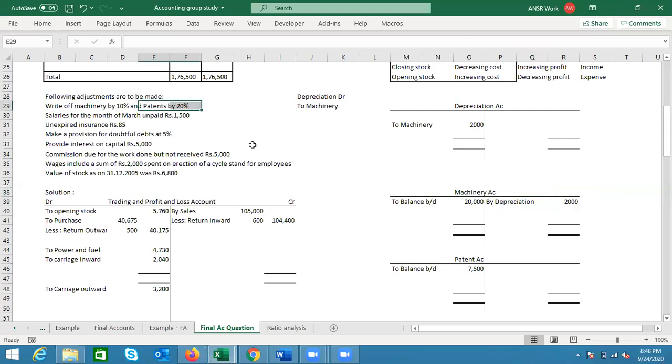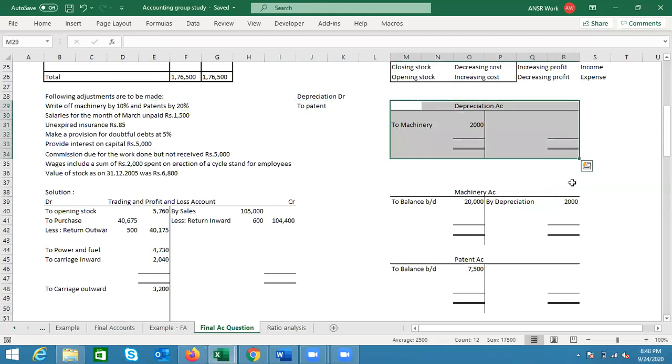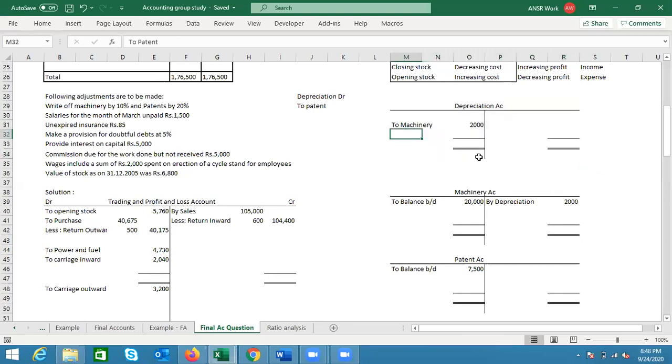Now let's go to the patent part. The patent write-off is 20%. Now tell me the entry for it. Depreciation debit to patent. Perfect. It's just that the name changes: instead of machinery, it says patent, right? Now tell me, in the depreciation account, which side will it be posted in? Debit side. Perfect.